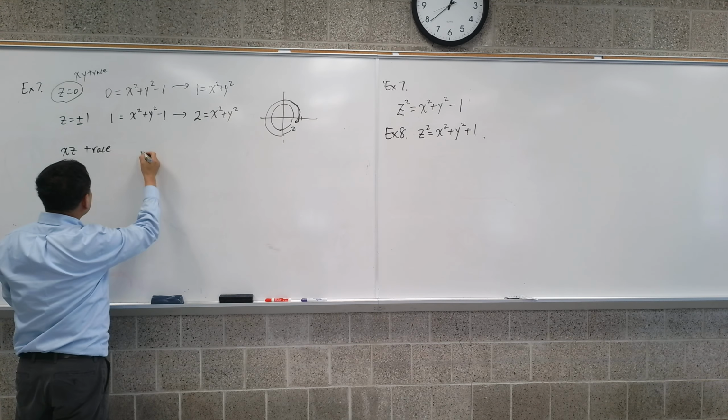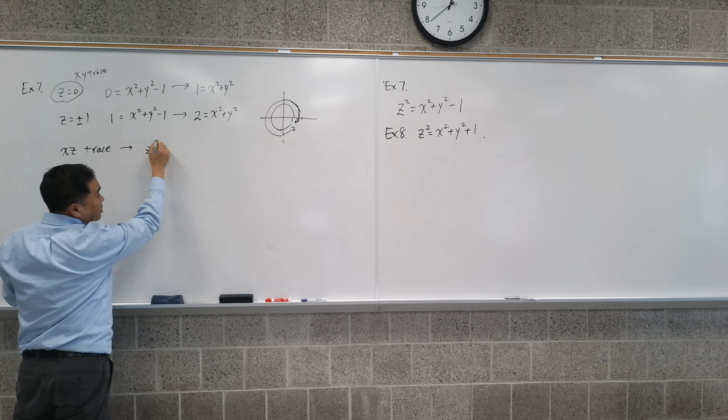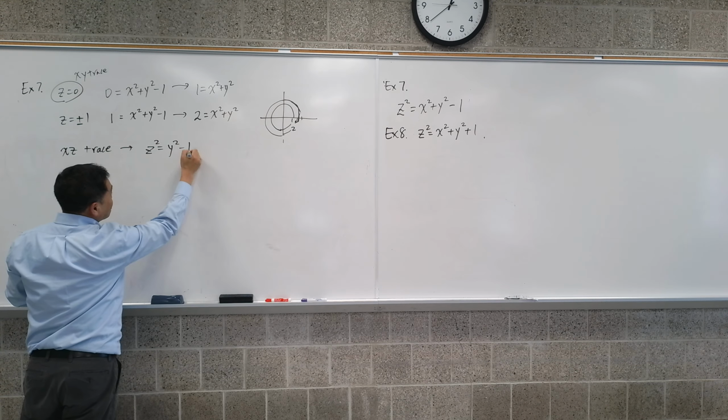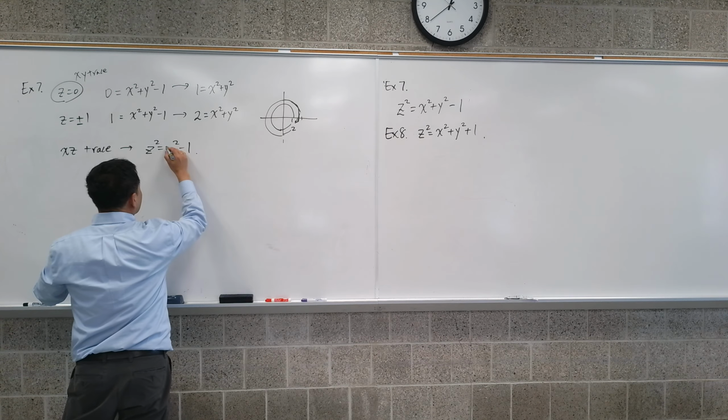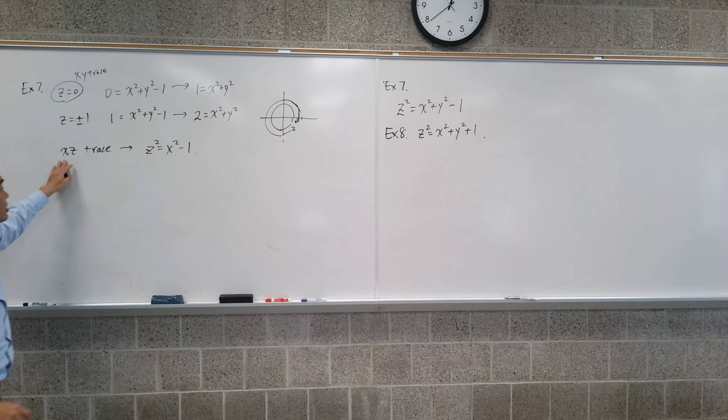What's the xz trace? You get z squared equals y squared minus 1, right? No, x squared minus 1, because the xz trace means set y as 0. And then, I think we've seen this before.